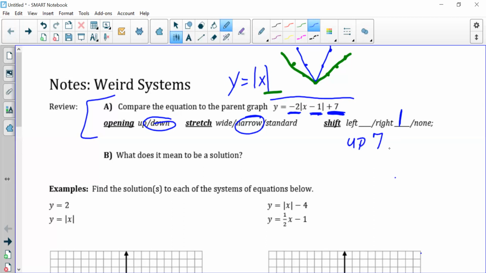All right, B, what does it mean to be a solution to a system of equations? Well, it means the same thing for a weird system as it does with a linear system. It's a point or set of points. Bear with me, Smart Notebook's being slow. There we go, set of points. And literally we're talking coordinates here, x, y, that satisfy both equations.